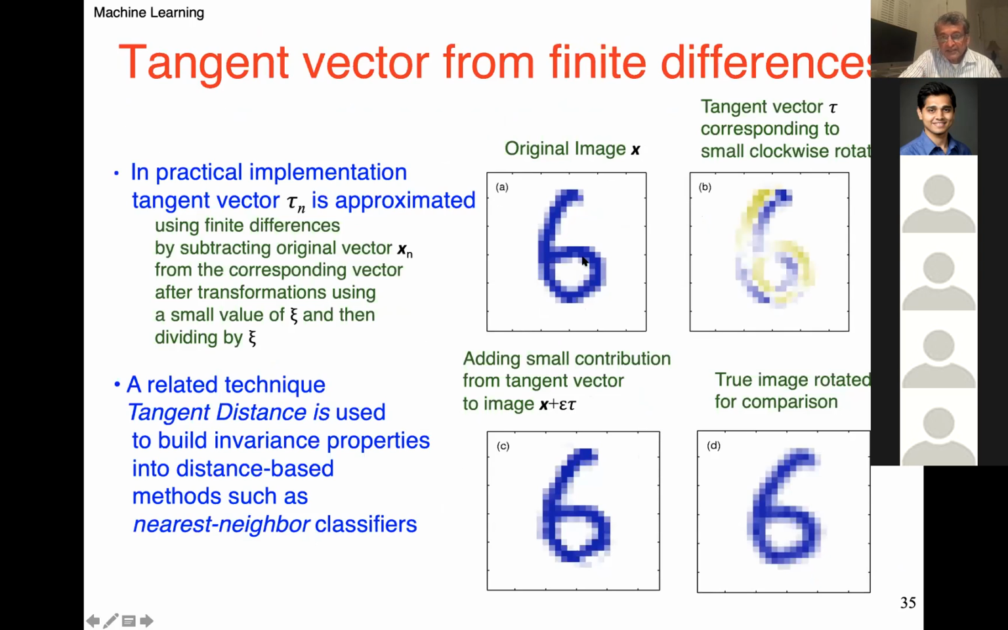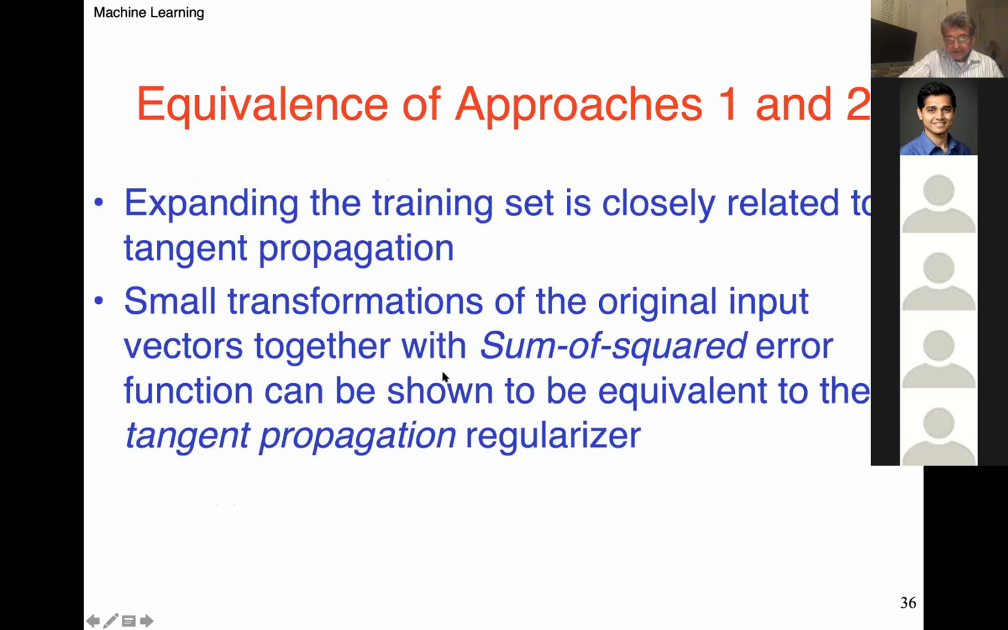And you take the tangent vector corresponding to a clockwise rotation, and then you're computing the derivative tangent vector tau. So for this the tangent vector looks like that, and you add the tangent vector to this, and you get this image. This is the original image. This is a tangent vector. Add the two, you get this image, which is equivalent to rotating it by a little bit. And if you simply rotated the image, you get this, which is kind of close. Anyway, it gives you a sense of the tangent idea. So these approaches are equivalent.